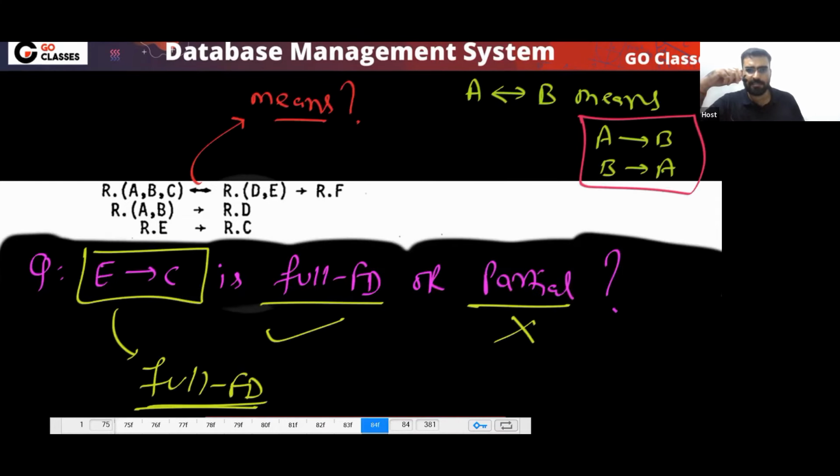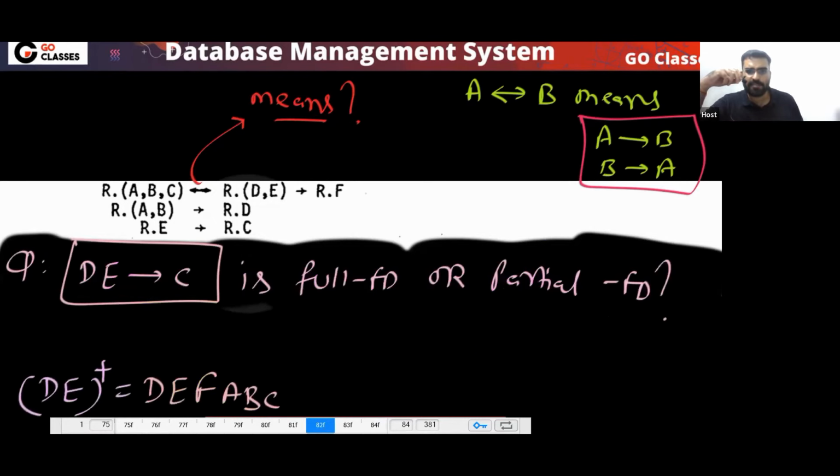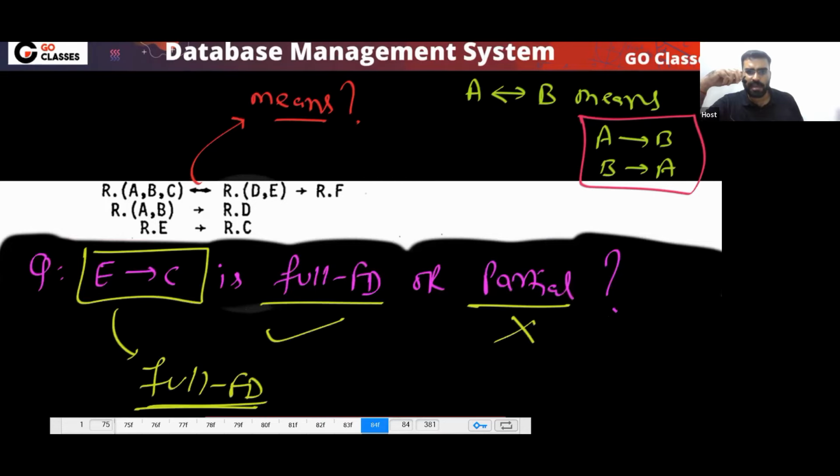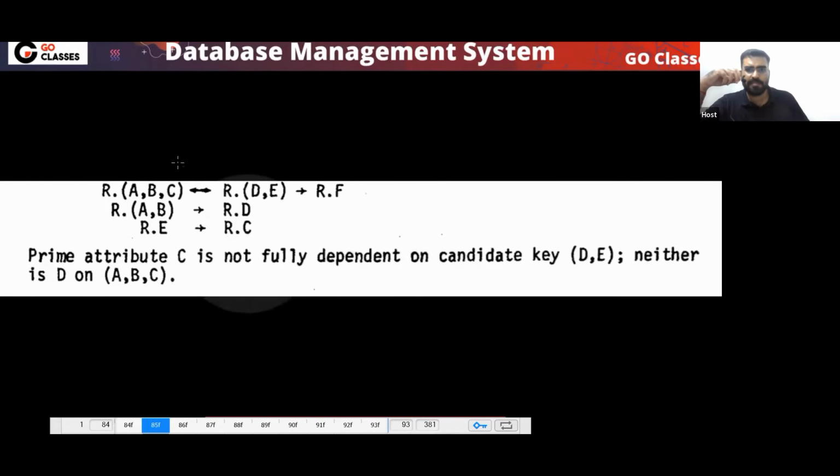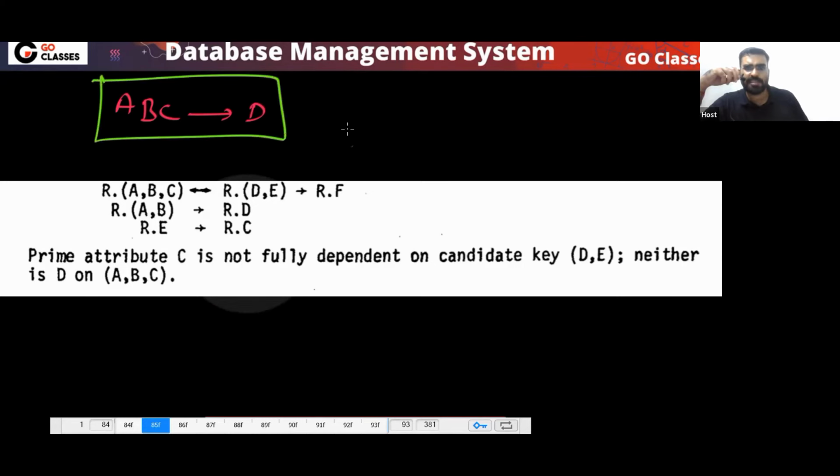ABC determining DE. What about this one? Sorry, D. ABC determining D. Is this full or partial? So this is also partial.